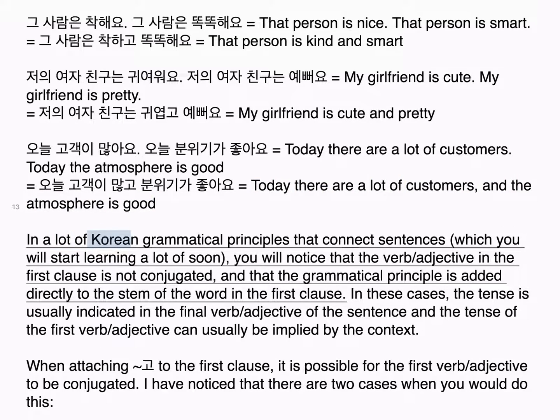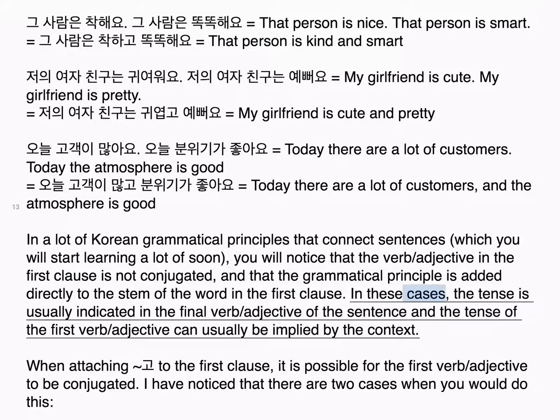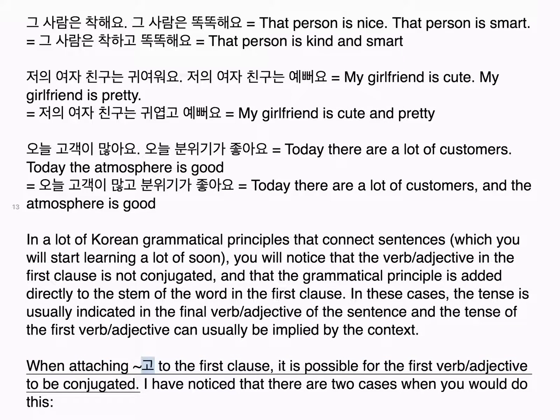In a lot of Korean grammatical principles that connect sentences, which you will start learning a lot of soon, you will notice that the verb or adjective in the first clause is not conjugated, and that the grammatical principle is added directly to the stem of the word in the first clause. In these cases, the tense is usually indicated in the final verb or adjective of the sentence, and the tense of the first verb or adjective can usually be implied by the context. When attaching 고 to the first clause, it is possible for the first verb or adjective to be conjugated.